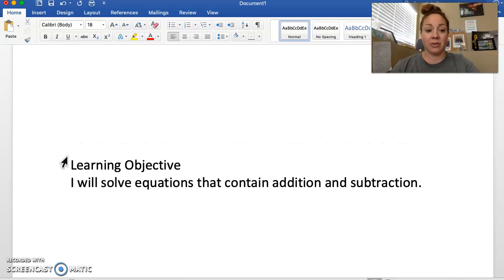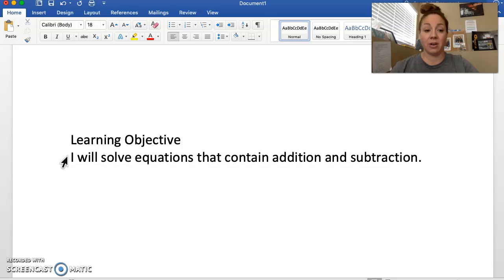After you have that written in your notes, you need to get your learning objective in there. And our learning objective states that I will solve equations that contain addition and subtraction. I will solve equations that contain addition and subtraction.